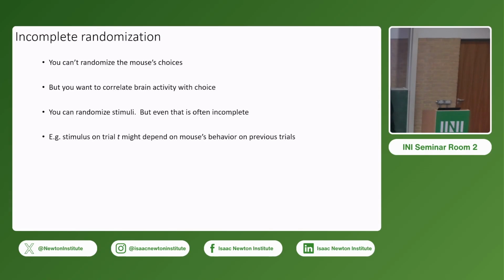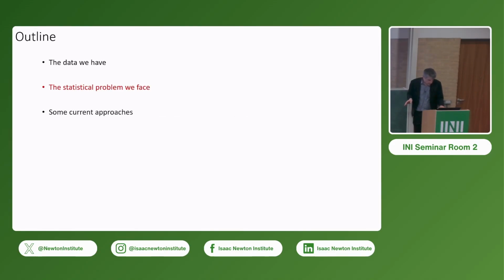Okay, but what this means is now that the stimulus has to depend on the prior choices. So it's not completely random. It's conditionally random, conditional on the past, but it's not totally random, and that makes the randomization tests hard. Okay, you can randomize, but conditional on the past.